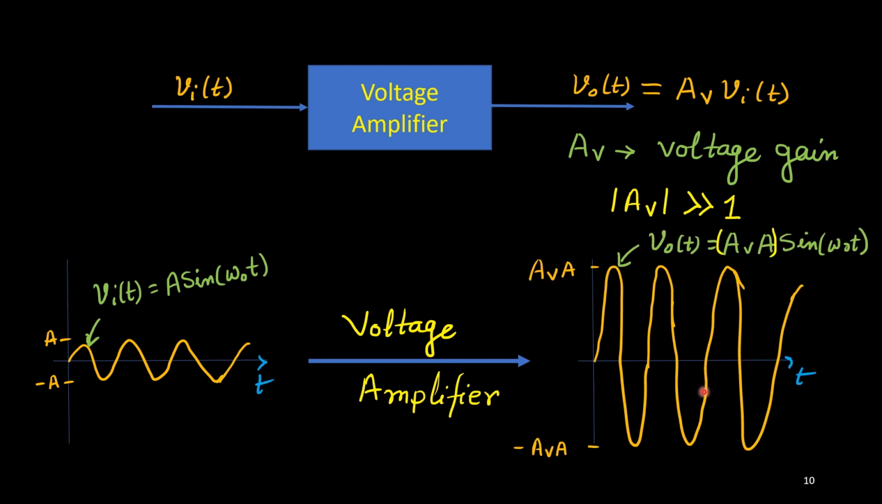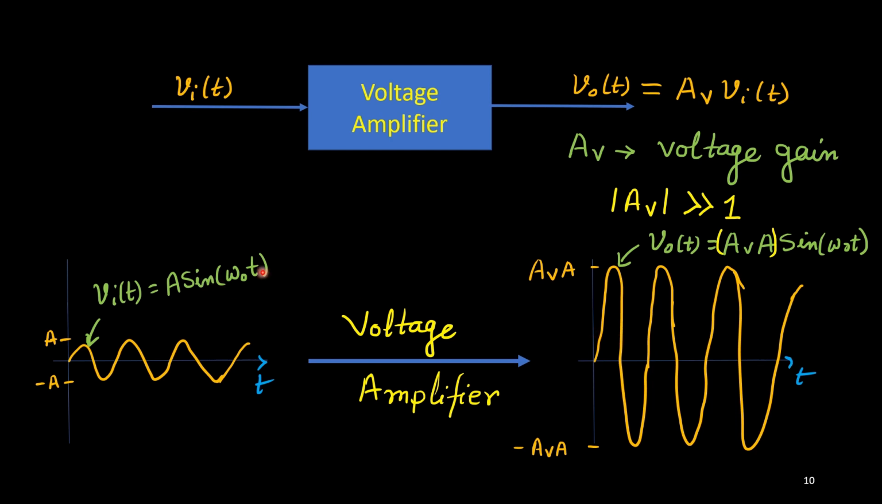So we can have this kind of shape. You can see this height is amplified. It is Av times A, or minus Av times A on the negative side. But the frequency will remain the same. Suppose this original signal has a frequency of 1 kilohertz. So this signal should also have 1 kilohertz. It means that in 1 second, if there are 1000 cycles in the input signal, in the output signal also in 1 second there should be 1000 cycles. So this is the meaning that the frequency will remain the same, only the amplitude is modified, it is increased. That is the voltage amplifier.